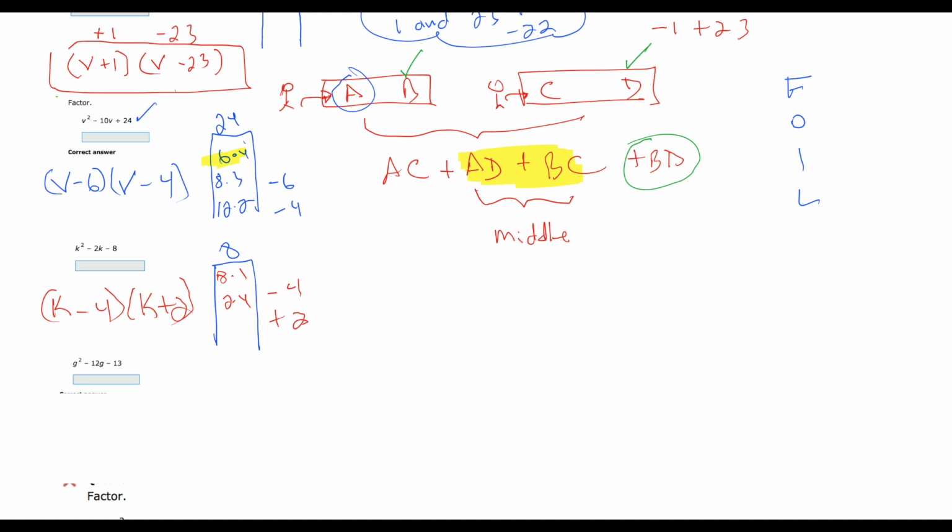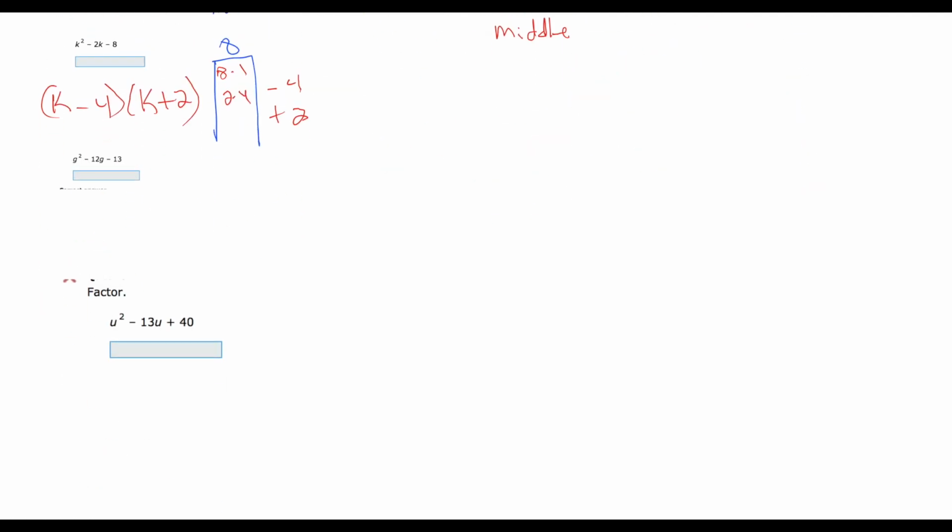These are really nice because there's no trial and error. You're just going to get it right. But you want to double check your last, make sure you did things right. So double check your last. What do you get? -8. Are we good? Yes. All right, next one.